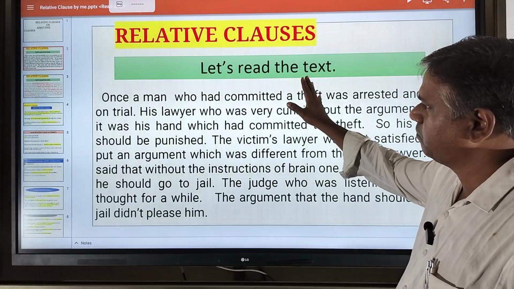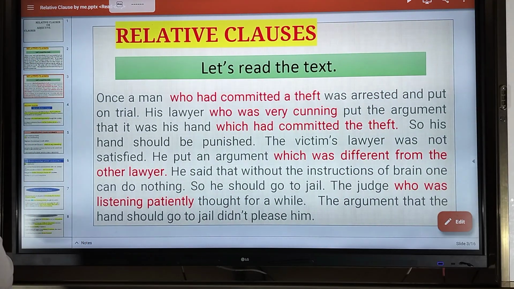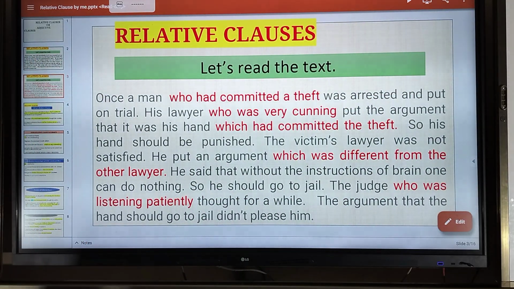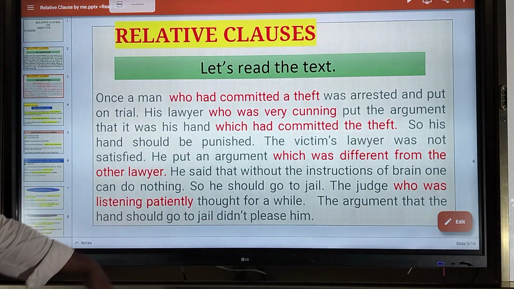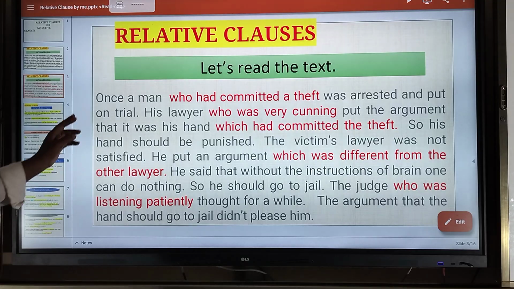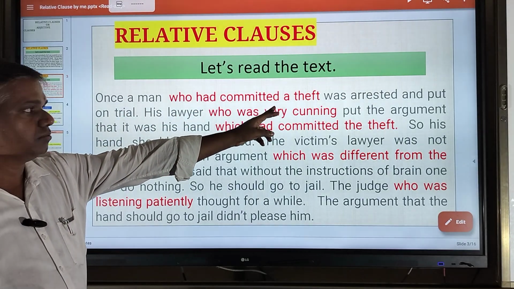So in this paragraph, you see the highlighted sentences. What are these highlighted sentences? Once a man who had committed a theft was arrested.